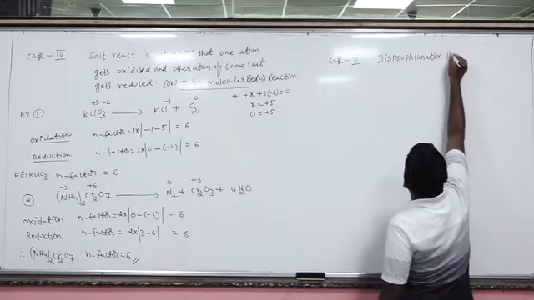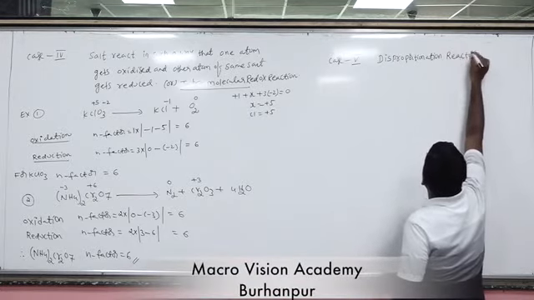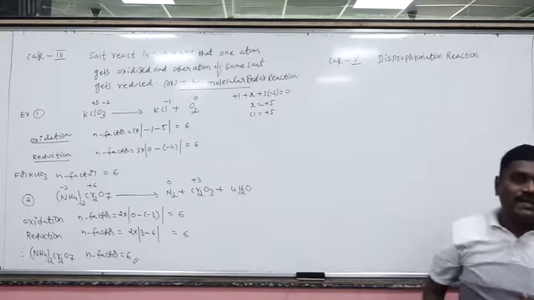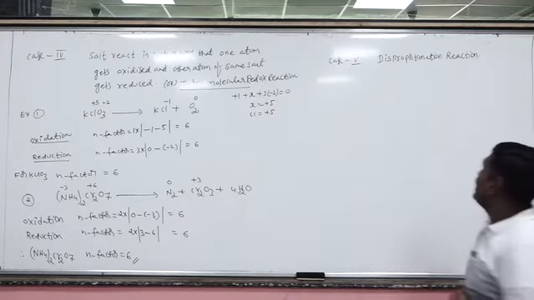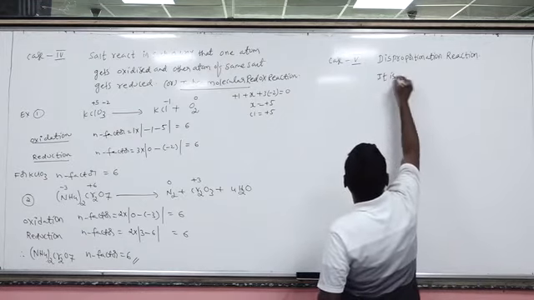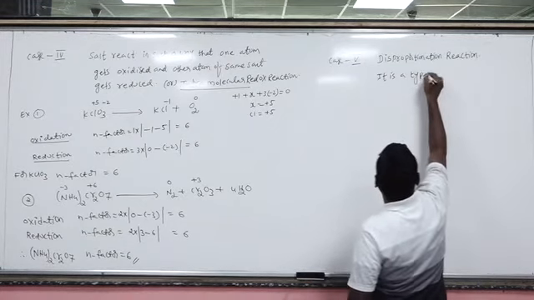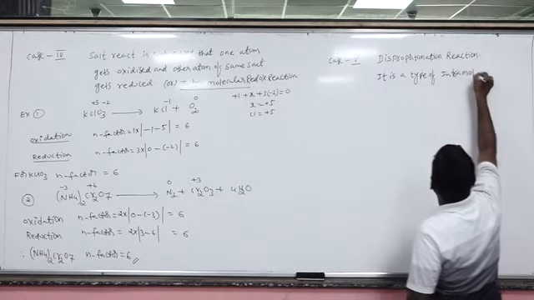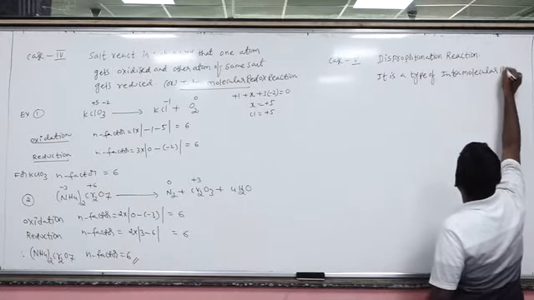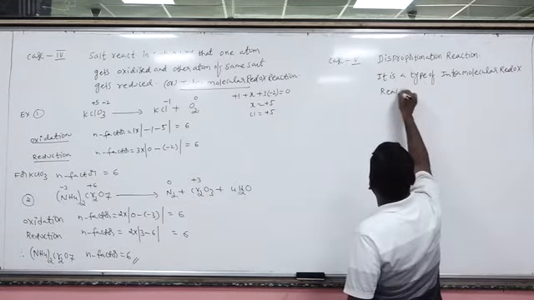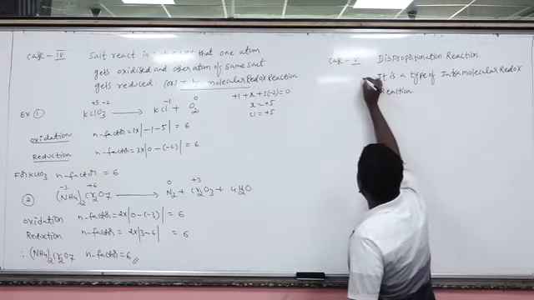Disproportionation reaction. In a disproportionation reaction, how can we calculate the N factor of a species? Now, a disproportionation reaction is a type of intramolecular redox reaction. First of all, we have to know what the definition of a disproportionation reaction is.